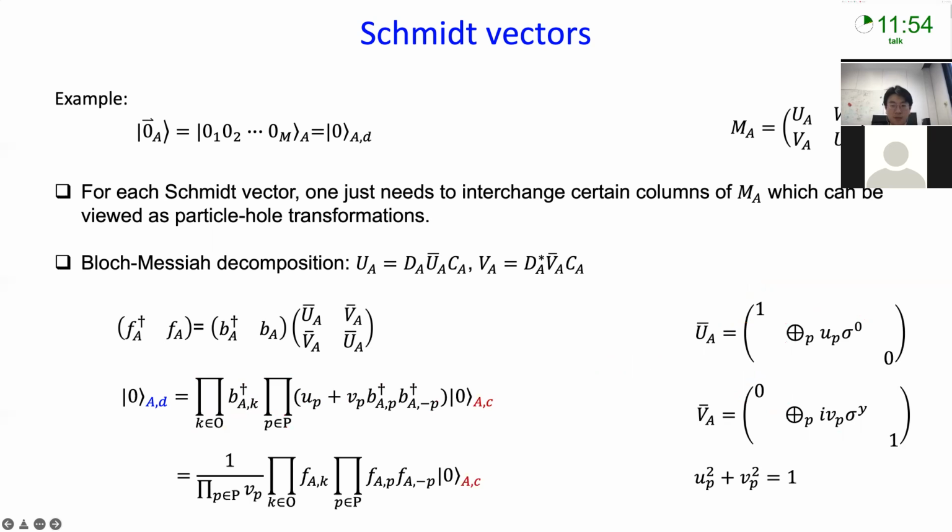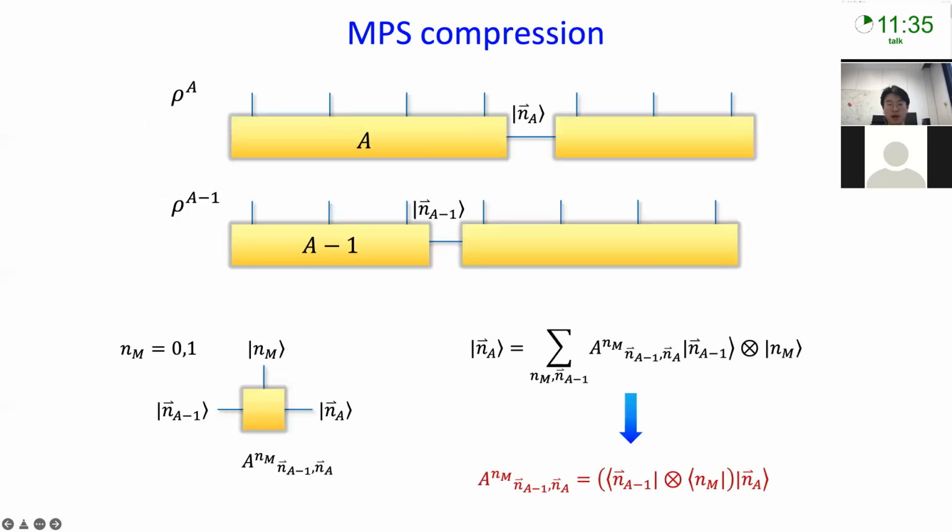And for other Bogoliubov vacua, you can do the same thing: just change some columns of this matrix and use the newly obtained U_A and V_A to do the Bloch-Messiah decomposition, and you get this formula. And here we just rewrite this state in a more compact form. And now we know how to compute the Schmidt vector for an arbitrary subsystem. These two guys are the Schmidt vectors for two subsystems, and this guy is the local state.